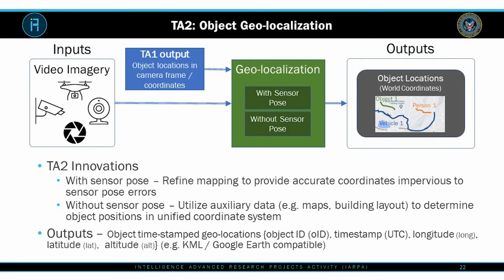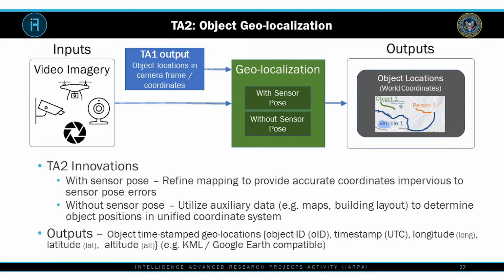The second technical area is object geolocalization. Once again, we have video imagery from a number of different sensors. And we have the output from TA1, which is the object locations in the camera frame and the camera coordinates. The objective is to geolocalize, to determine where that object is in a common reference frame, a world reference frame, both for instances where we have the pose of the sensor, as well as for instances where we do not have sensor pose.